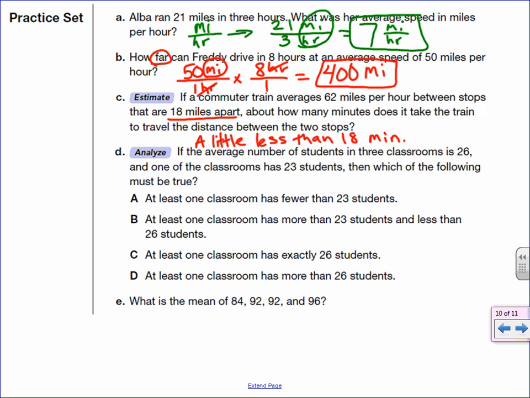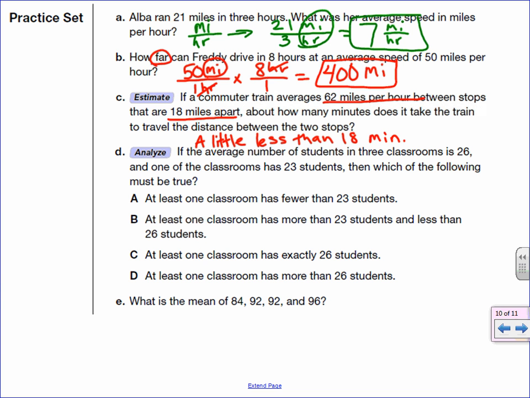So 62 miles per hour is close to 60 miles an hour. That's 1 mile per minute. So if it's 18 miles apart, then it takes them about 18 minutes. But since it's going faster, they're going to get there quicker than if they went 60 miles an hour. So it's going to be a little bit less than 18 minutes.